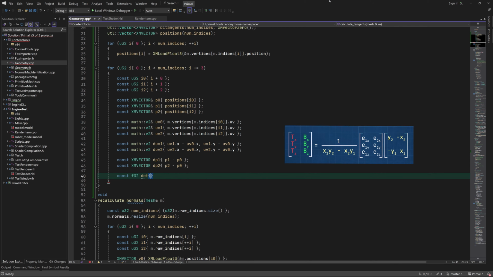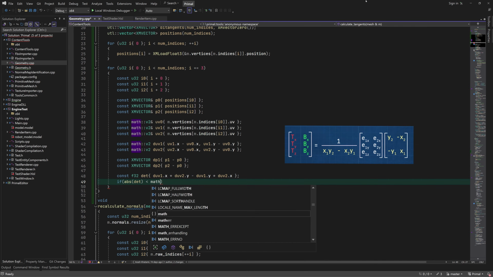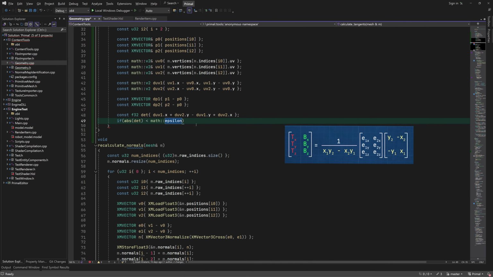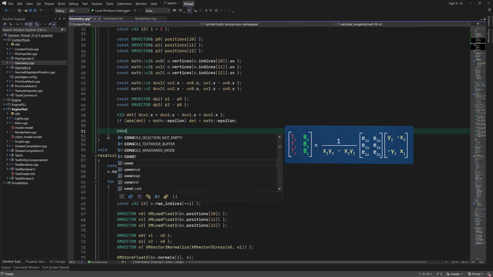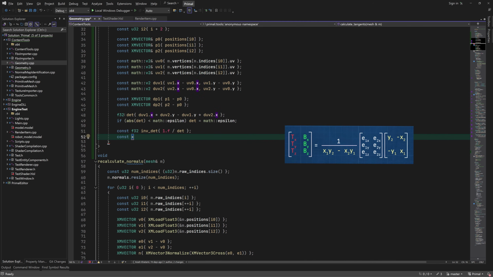The determinant of the UV matrix is calculated next. However, it can happen that the UV coordinates of two vertices coincide, and in that case, the determinant will be 0, which will cause a divide by 0 error, resulting in invalid tangent values. In that case, we give the determinant some small value just to prevent invalid calculation results. Now we can compute the t and b vectors.